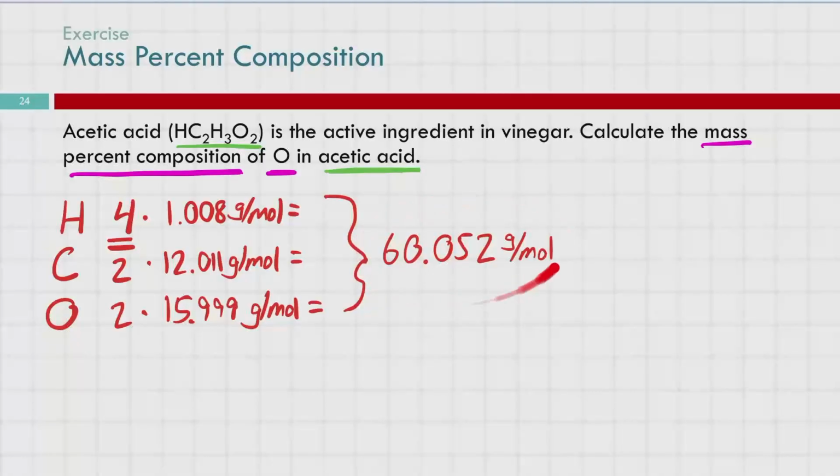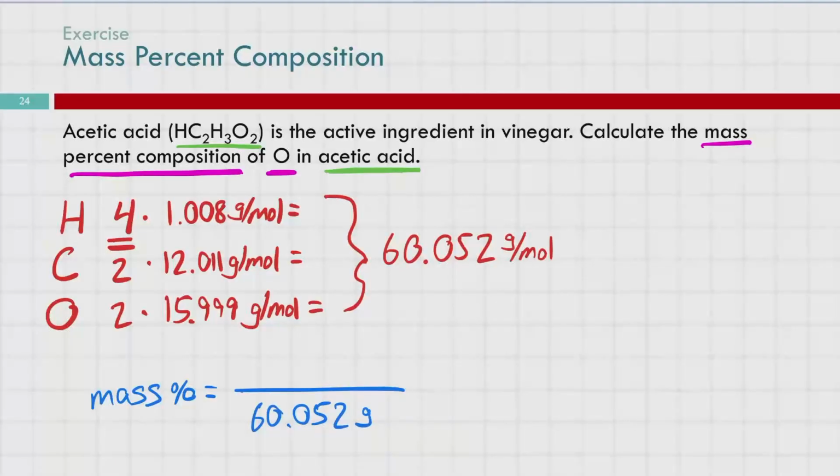Where are we putting this number in our equation? We're putting it down below: 60.052 grams HC2H3O2. What are we going to put on the top? We want to put our oxygen, but not just 1 oxygen. We want to put the 2 oxygens.